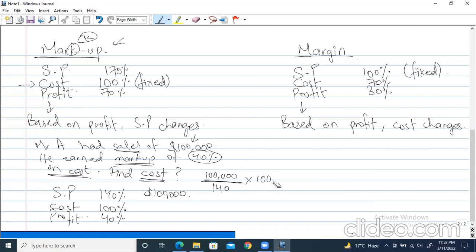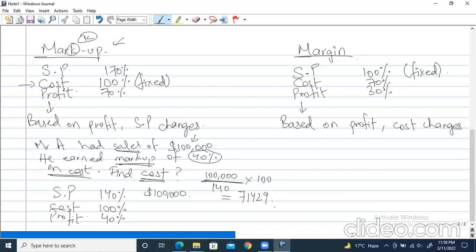Let's say we had to find the profit. For finding profit, we'll multiply it with 40. So whatever the requirement is, we multiply accordingly with that requirement. So what do we do? 100,000 divided by 140 into 100. This will give us the exact figure for cost over here. Let's calculate this. 100,000 divided by 140 into 100. So this is approximately 71429.